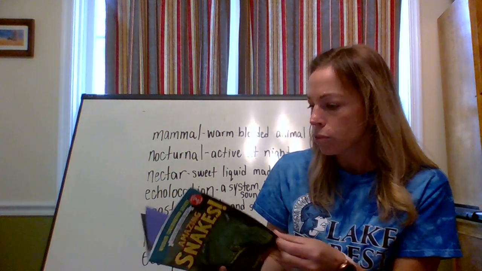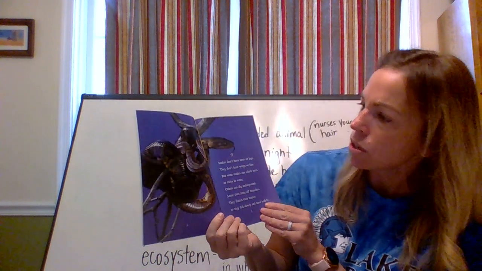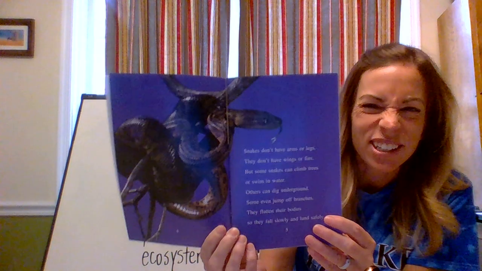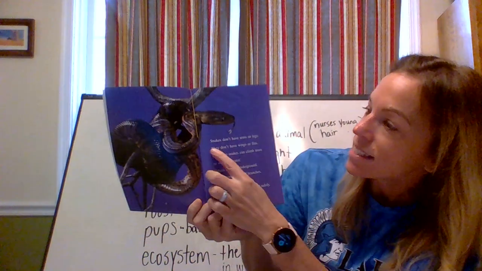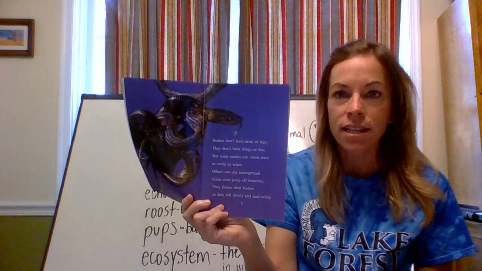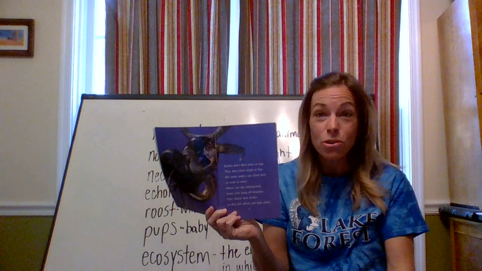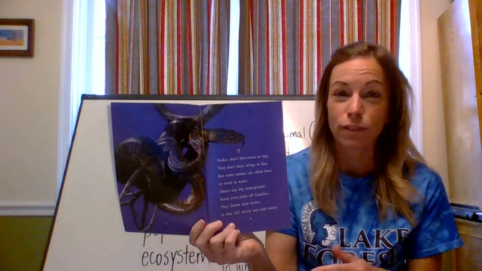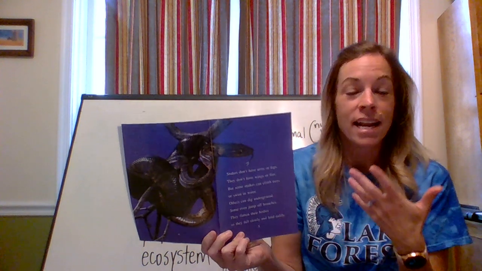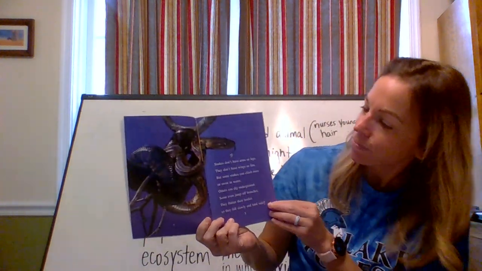So I'm going to flip through and see if there's anything else that kind of gives me that clue that it's informational. And right here, I see another photograph. Look at that creepy crawly snake. And look at that sentence. Snakes don't have arms or legs. That is a fact that I can actually prove. I can prove it by looking at the snake. I could prove it by reading another real book about snakes, and I could look it up online.